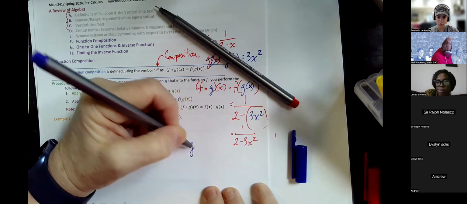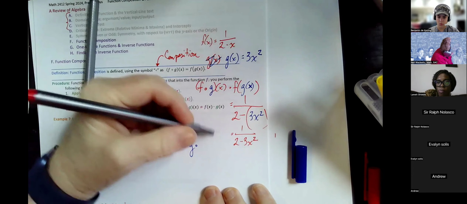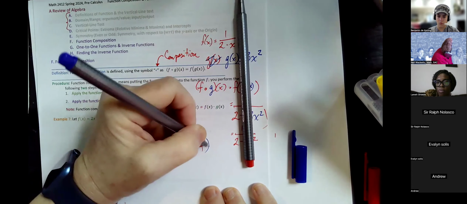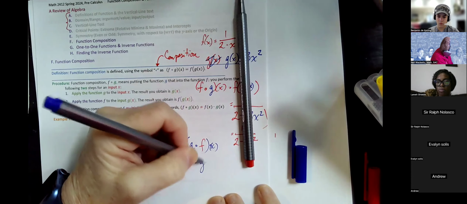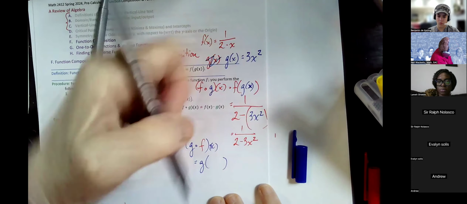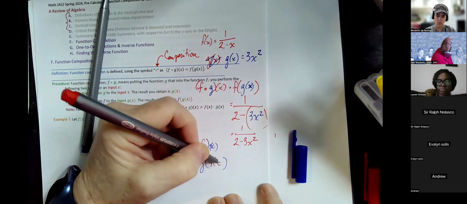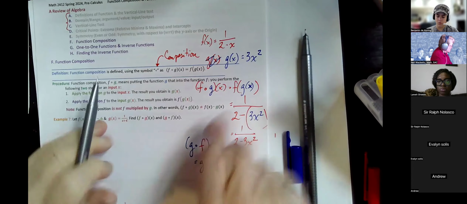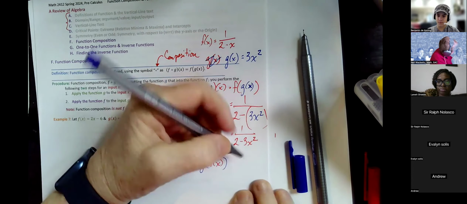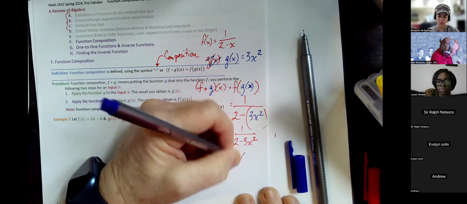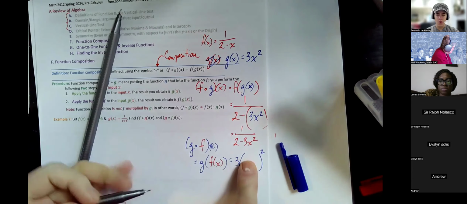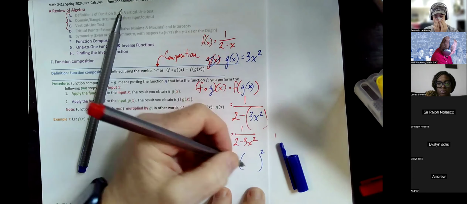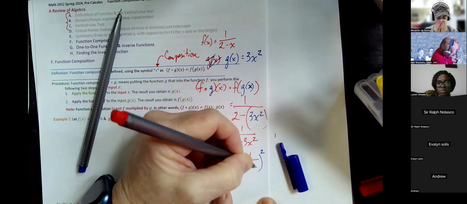So if we have g of f of x, that will be g of, and we're going to put f of x instead of x in all of the places where we had an x in the g formula. So we have 3 something squared, and instead of something, we're going to put 1 over 2 minus x.